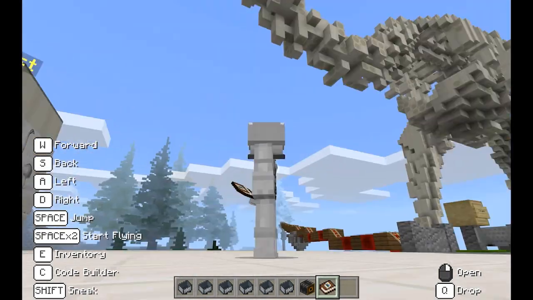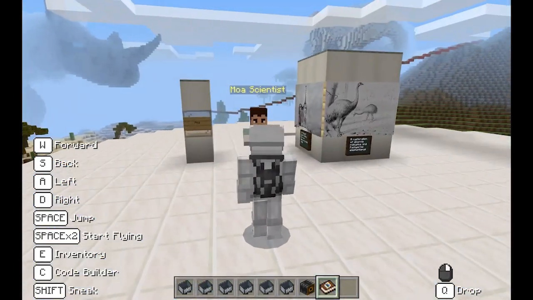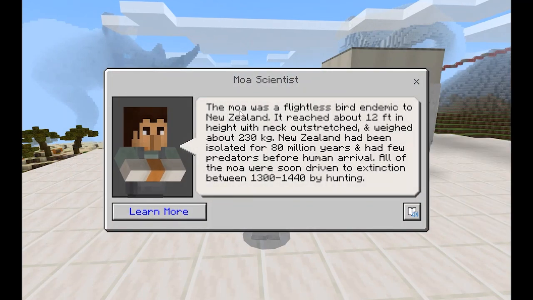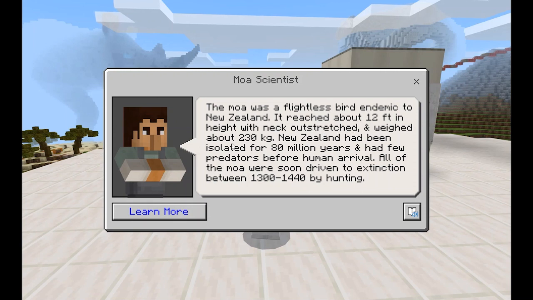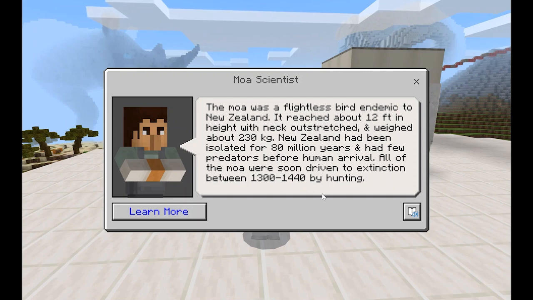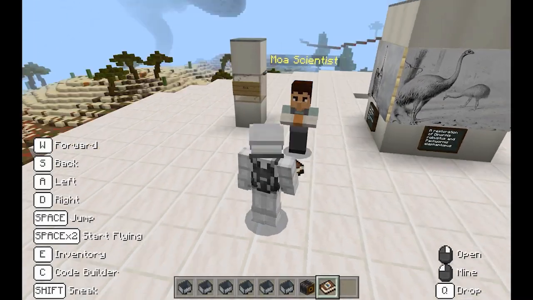A moa. Never heard of this before, but it kind of looks like an ostrich to me. Moa scientist. The moa was a flightless bird endemic to New Zealand. That means it lived there. That's where its habitat was. It reached about 12 feet in height with its neck outstretched and weighed about 230 kilograms. 12 feet, that's really tall. New Zealand had been isolated for 80 million years and had few predators before human arrival. All of the moa were soon driven to extinction between 1300 and 1440 by hunting. So this one's all humans hunting it up.